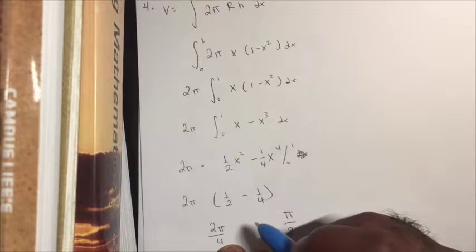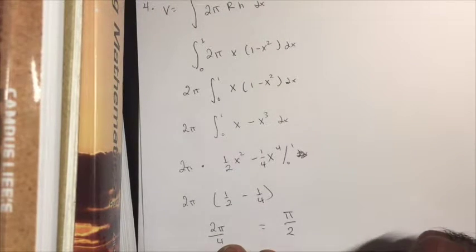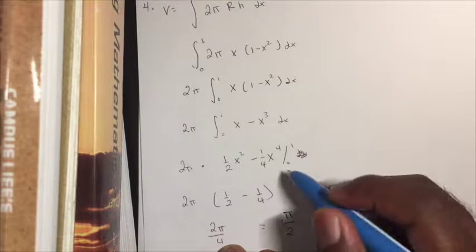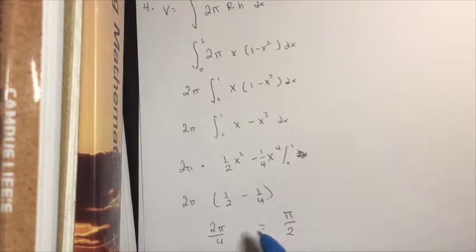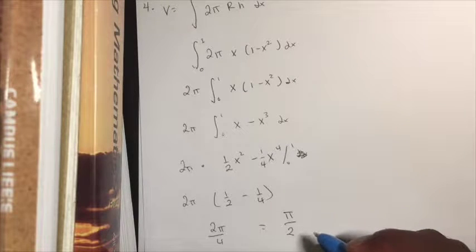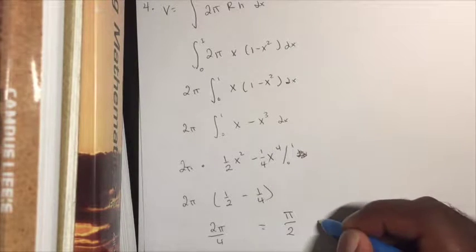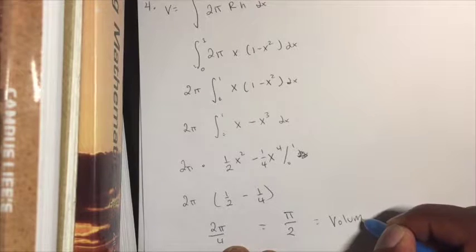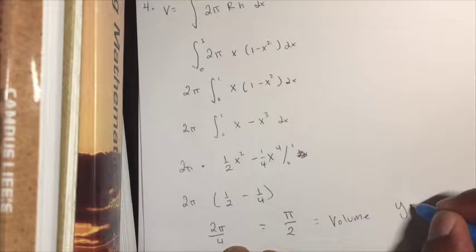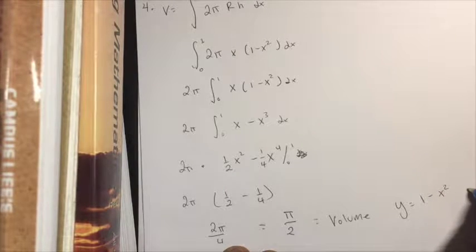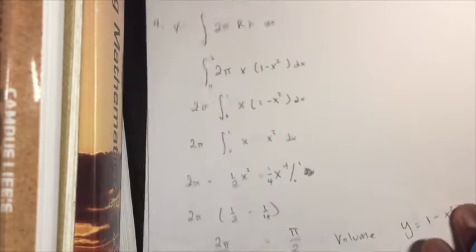You plug in 1 and you end up with 1/2 minus 1/4, and at 0, when you plug it in, you get nothing. So you're left with 2 pi times the quantity of 1/2 minus 1/4, which equals 2 pi over 4, which simplifies to pi over 2. This is the volume that we were looking for when we rotated the equation y equals 1 minus x squared from 0 to 1 around the y-axis.